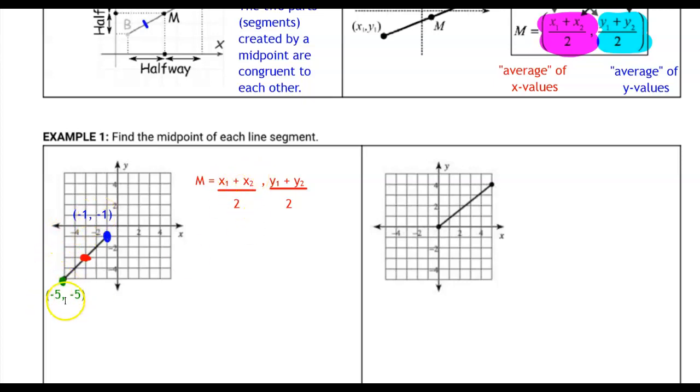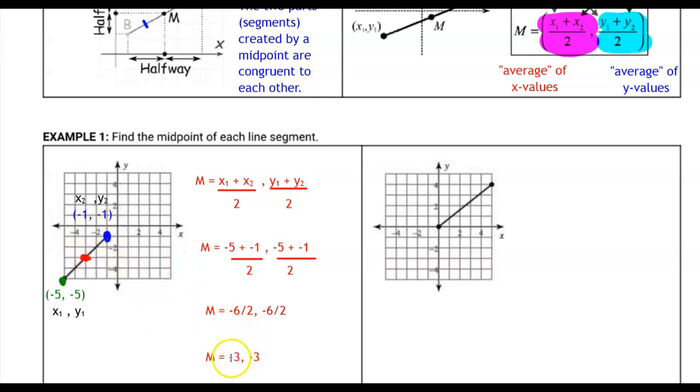Now we can identify which one is x1, which one is x2, and it really doesn't matter. Most of the time we try to do it from left to right, but as I said, it really doesn't matter. So here we'll call the green point point 1, and then this blue point is point 2. All right, now our labels are in place. We're ready to start substituting into the formula. x1 is -5, x2 is -1, etc. We substitute in. Now we're going to simplify and evaluate. So our final answer here should be -3, -3. Keep in mind that we're talking about a point here, -3, -3.